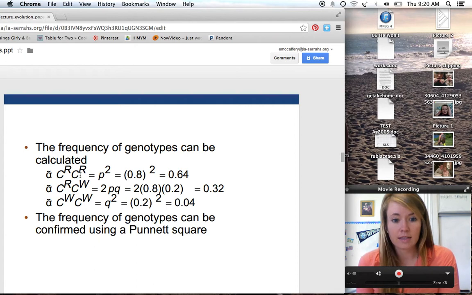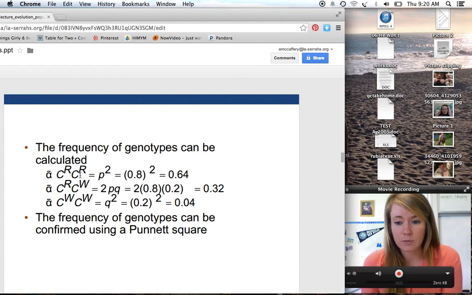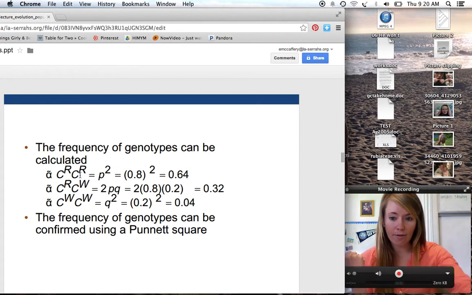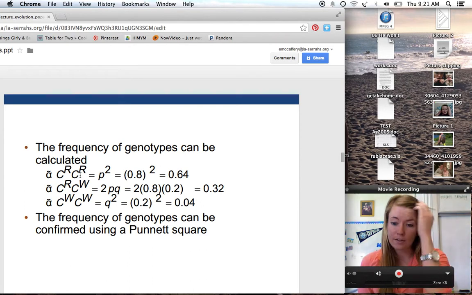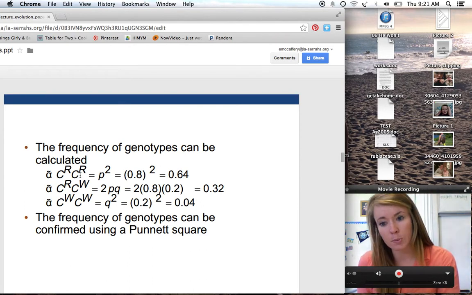Now, the heterozygous individuals is where it gets a little interesting, because the likelihood of me grabbing with my right hand and grabbing a red is 0.8. Grabbing with my left hand and grabbing a white is 0.2. 0.8 times 0.2 is 0.16. However, it could be reversed. I could grab a white one with my right hand and a red one with my left hand. That's also 0.16. So you have to add together those two probabilities. So it's 2 times 0.8 times 0.2 gives us 32% of the likelihood of being heterozygous.